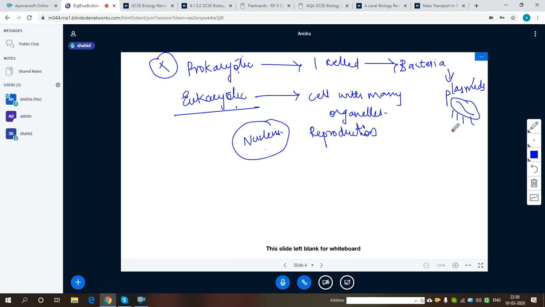And then there's the cell wall, and then there's plasmids, and then there's chromosomal large circular DNA, which is instead of the nucleus. Is it the plasmids and the large chromosomal DNA, those two, that are instead of the nucleus? Yes. Okay, and yeah, so that's pretty much just what they are.